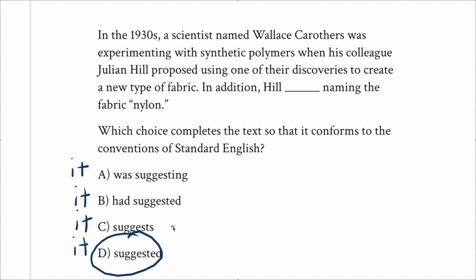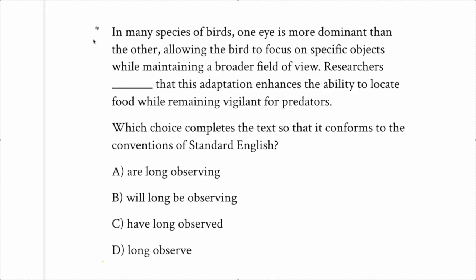And I'll talk more about that in the video on verb tense and a potential follow-up where I go into the past perfect and present perfect, when you might want to use those. And so this would be a little more challenging example, but if you look at this one again, we see the subject is right there, the blank is right there. Look at the answer choices. They are long observing, they will long be observing, they have long observed, they long observe. Okay, so no subject-verb agreement issues.